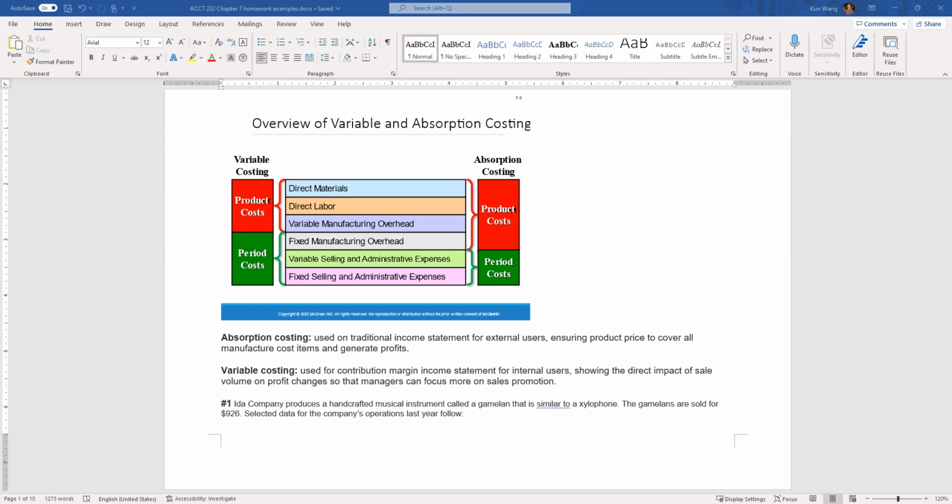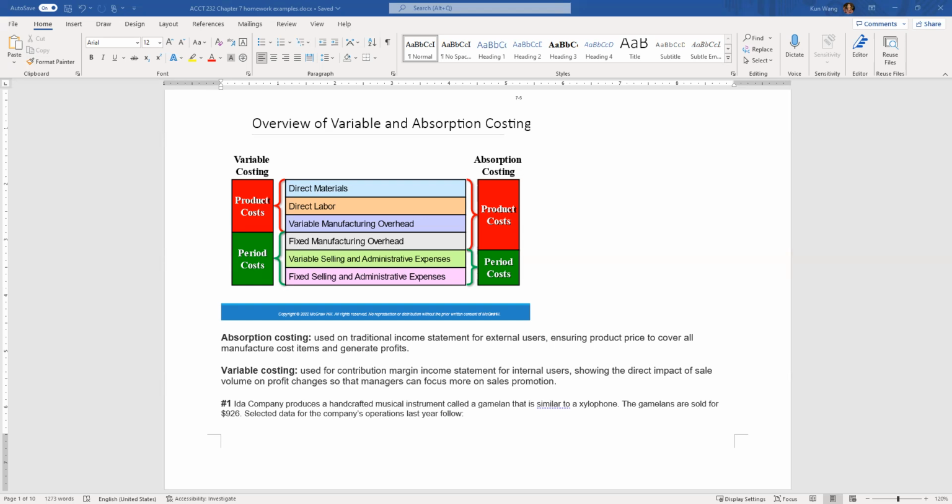Under the absorption costing concept, the unsold inventory of finished goods will also include their cost: direct material, direct labor, variable manufacture overhead, and some of the fixed manufacture overhead. So in that case, not all of the fixed manufacture overhead will be expensed in the income statement, only the portion related to the sold units. Then some portion of the fixed overhead will stay in the finished goods inventory.